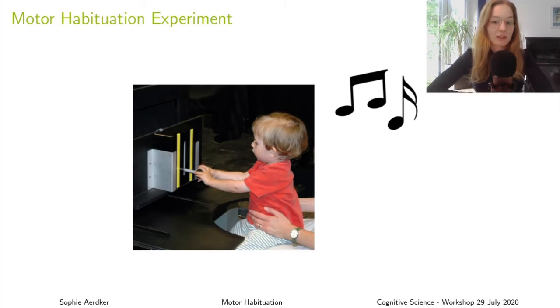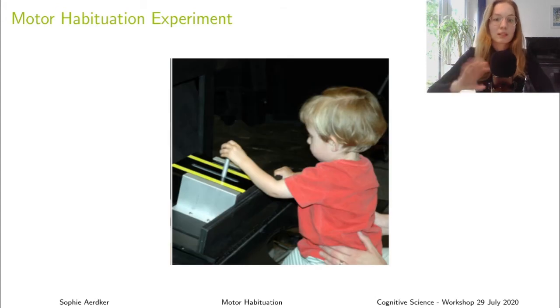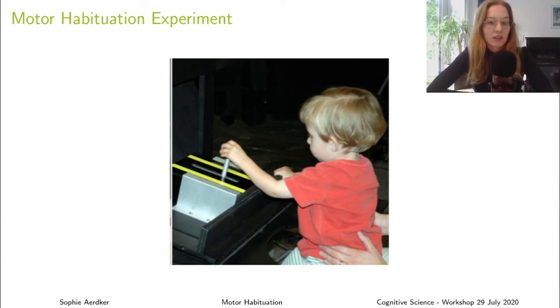After that, the test phase started, and for this, the box was rotated by 90 degrees for 2 trials. Now we have a new movement direction, and the question is, do we observe dishabituation? After that, the box was rotated back to its initial orientation for additional trials. And now the question is, is there still habituation?